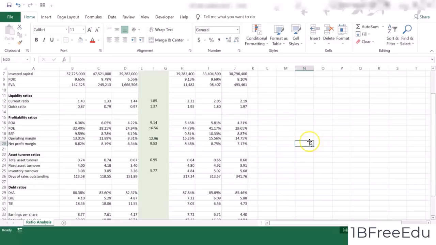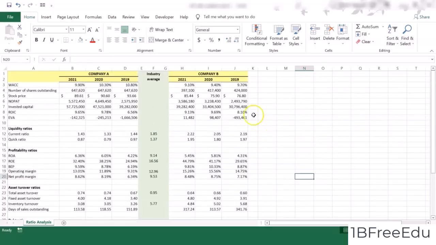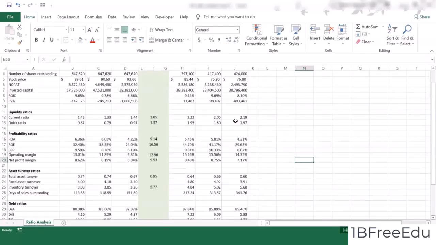Overall, we can conclude that Company B is a risky company due to high leverage levels and has difficulties with asset management.